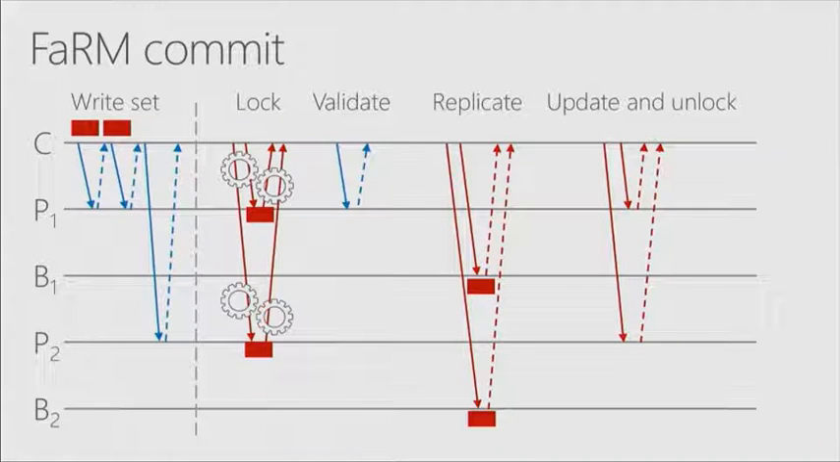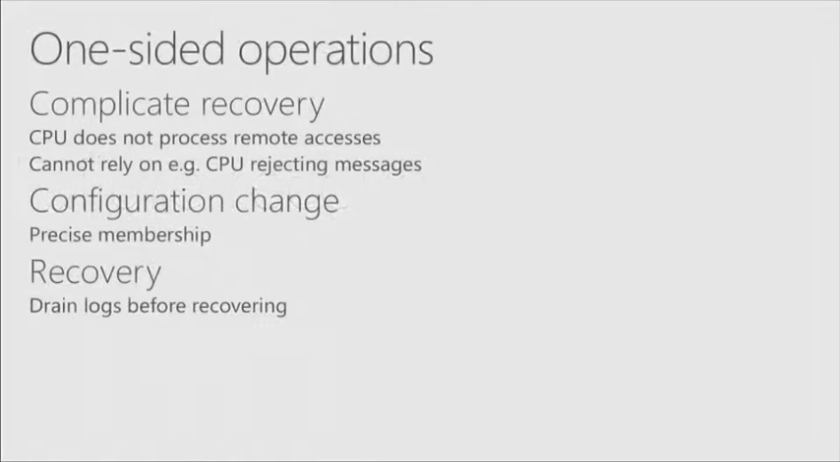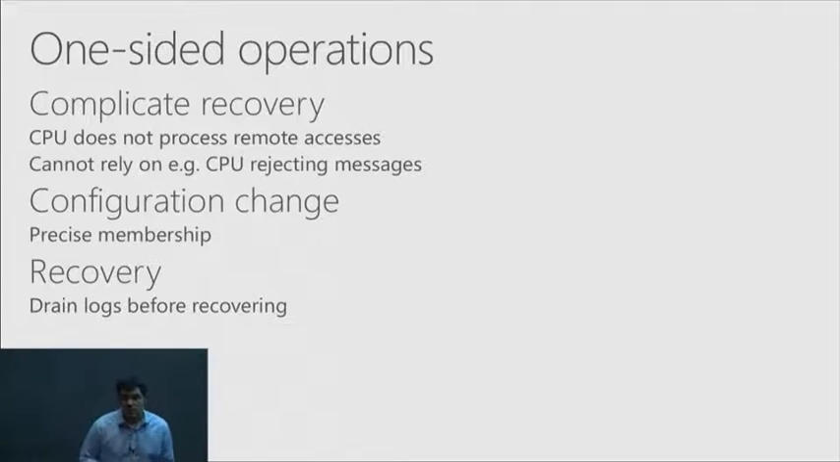Okay. So this is how FaRM commits transactions when there are no failures. Next, I'm going to talk about failure recovery. I already mentioned that FaRM uses one-sided operations to improve performance, but this actually complicates failure recovery. The main reason is that with one-sided operations, we do not have the CPU on the remote end to process these messages. So in traditional systems, for instance, the CPU can reject messages when a machine gets kicked out of the system, which simplifies failure recovery. When using one-sided RDMA operations, this is not possible.